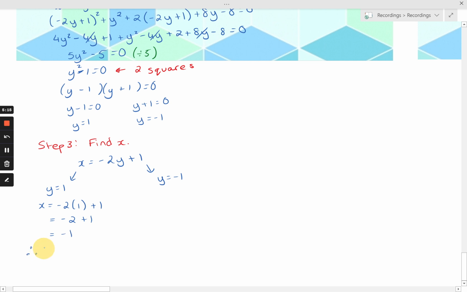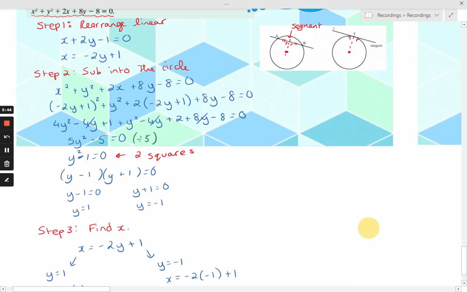So my first point of intersection is going to be minus 1 and 1. The second point of intersection is when x is going to be equal to minus 2 by minus 1 plus 1, which is going to give me 2 plus 1, which gives me 3. So my second point of intersection, showing that it's a chord, not a tangent, is going to be 3 and minus 1. Okay? So what I want you to do, guys, is pause the video here.